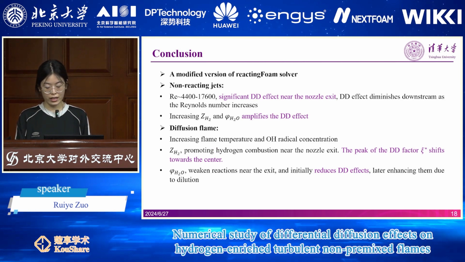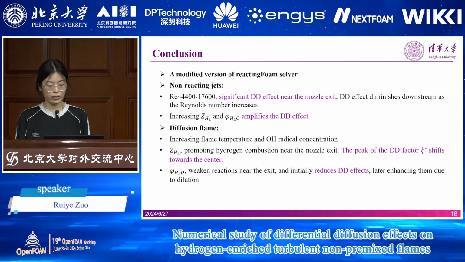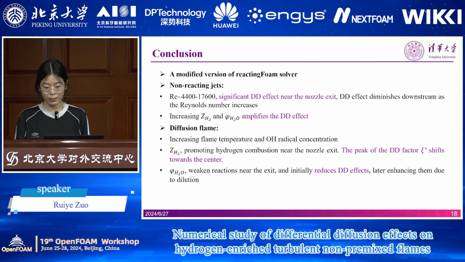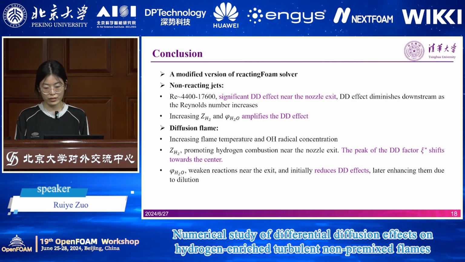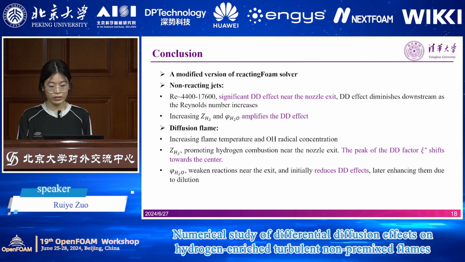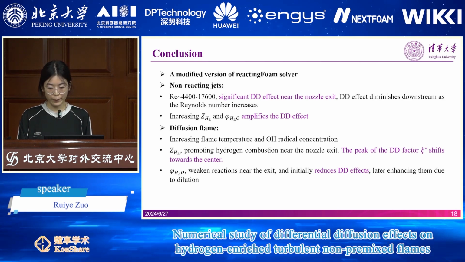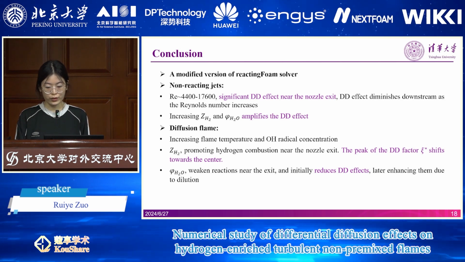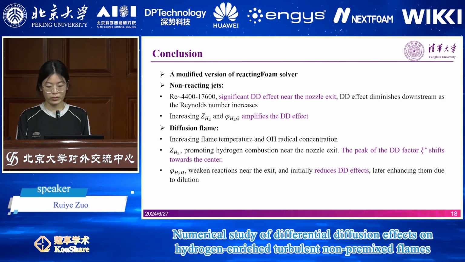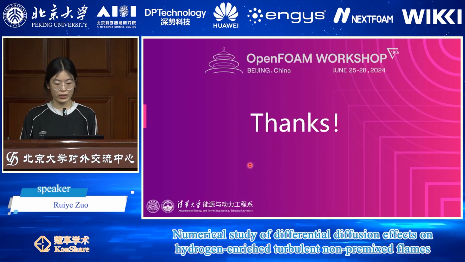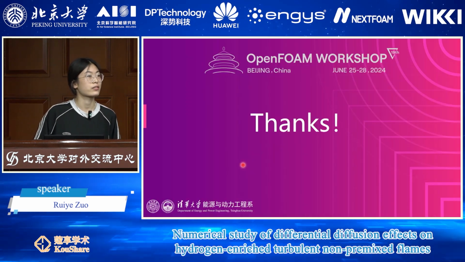For combustion cases, the rapid diffusion of hydrogen alters local composition and influences OH concentration and flame temperature. The increased hydrogen fraction promotes hydrogen combustion near the nozzle exit. The peak of differential diffusion factor C star shifts towards the center, and the impact of steam fraction on the differential diffusion effect should consider both the mixing process and the chemical reactions. That's all for my presentation. Thanks all of you for listening.